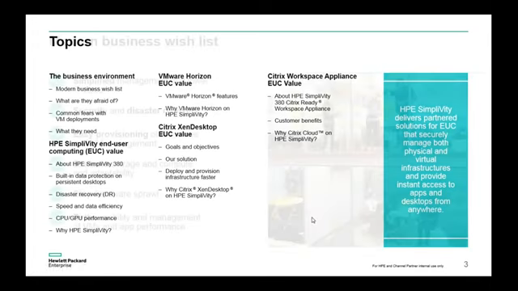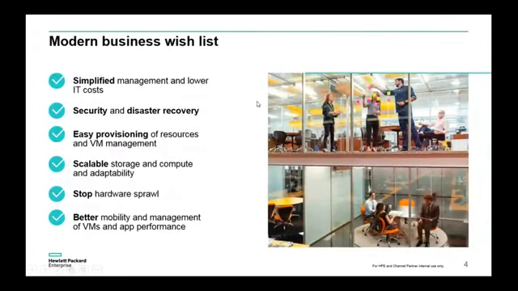So let's move forward. What is the modern business wish list these days? What is management looking for, what are the businesses looking for? They are looking for simplified management and lower IT cost. They are looking for security and disaster recovery. They are looking for easy provisioning of resources and VM management, scalable storage and compute and adaptability, stopping hardware sprawl, and better mobility and management of VM and app performance.